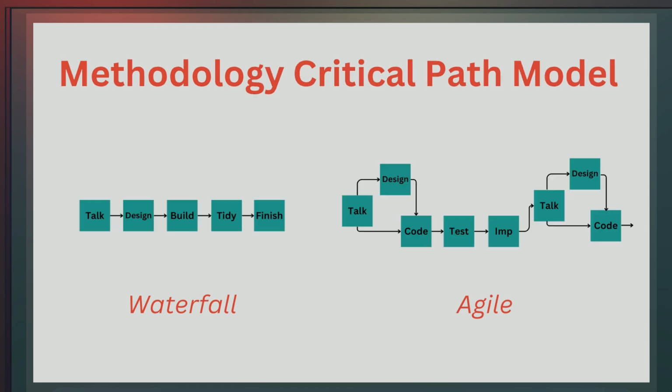Next, let's examine these critical path models. The waterfall version on the left shows a linear progression where each phase must complete before the next begins. Compare that to the agile model on the right, where multiple tasks progress simultaneously in a structured, iterative fashion.